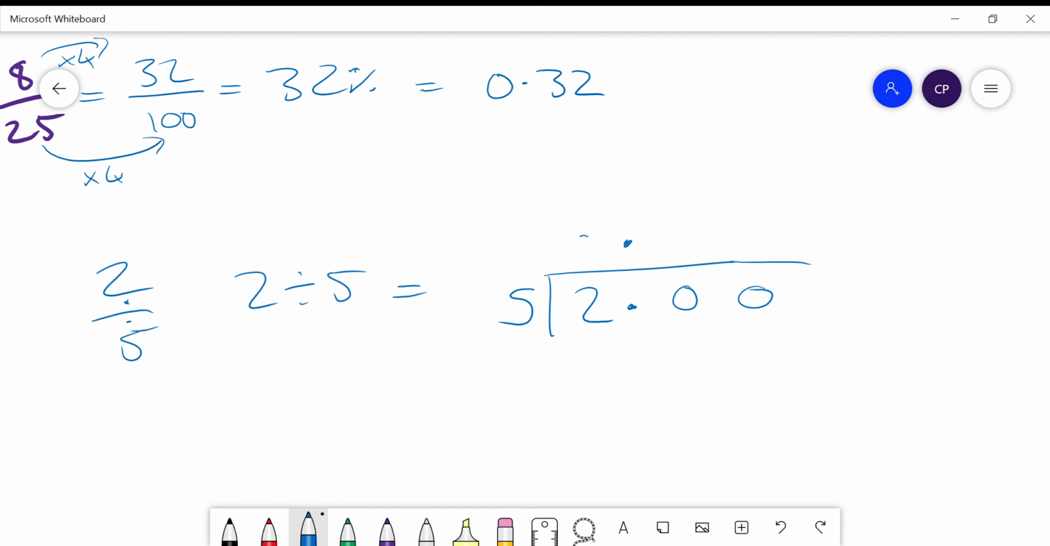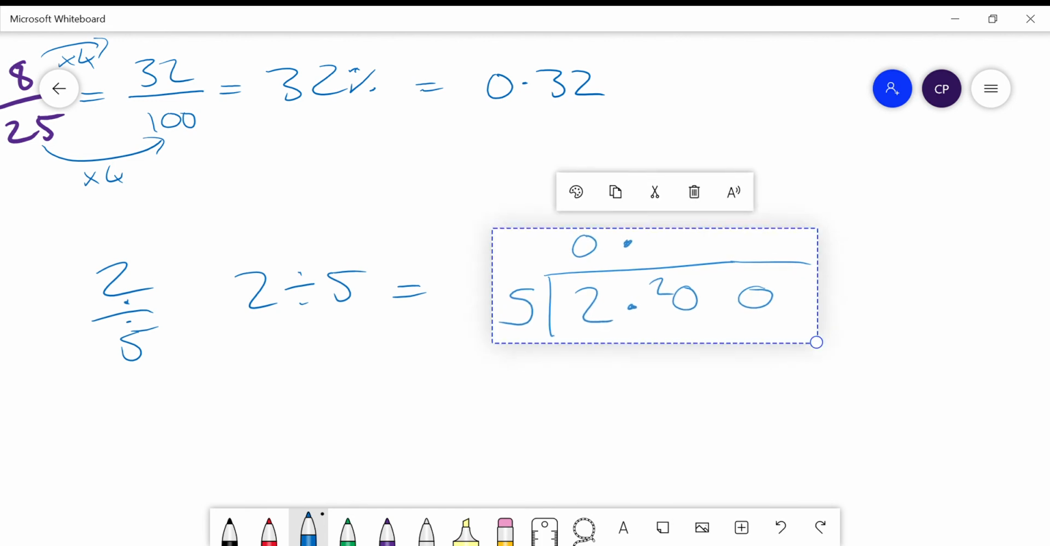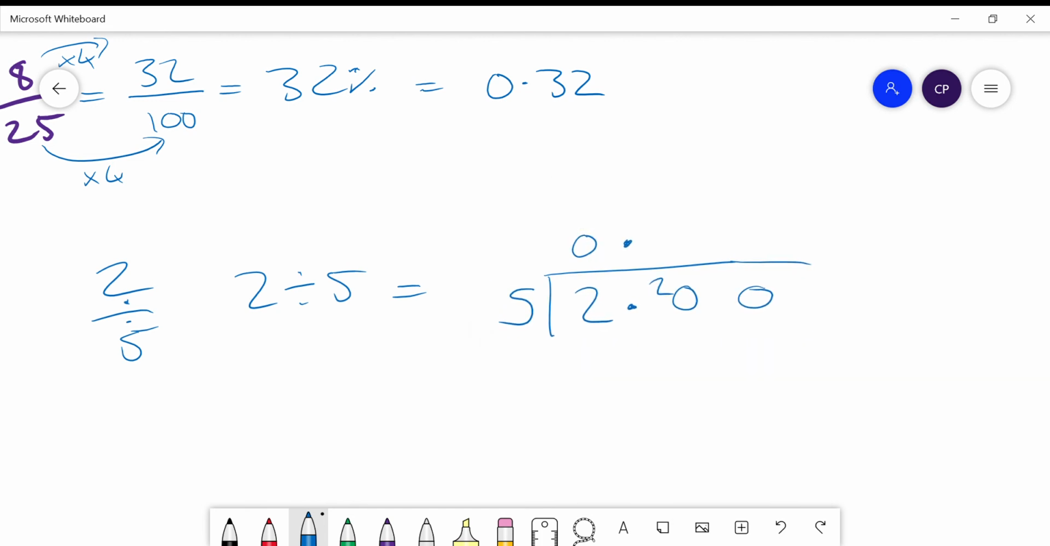So I'm going to say there's none there, and I'm going to carry my 2 across to see what happens next. 5 times something gets 20. It does. It's 4, which means I can then stop. And 2/5 is 0.4. I hope you found some of those tips helpful.